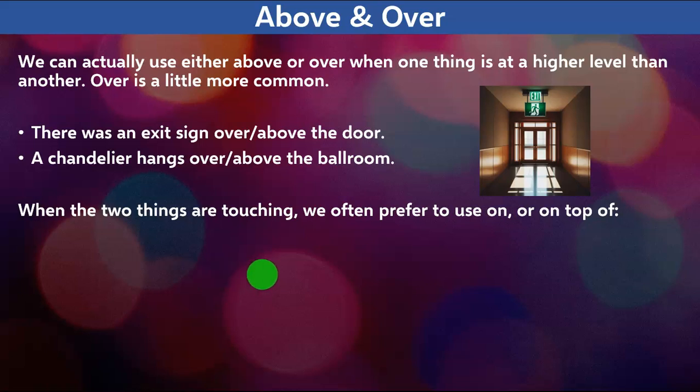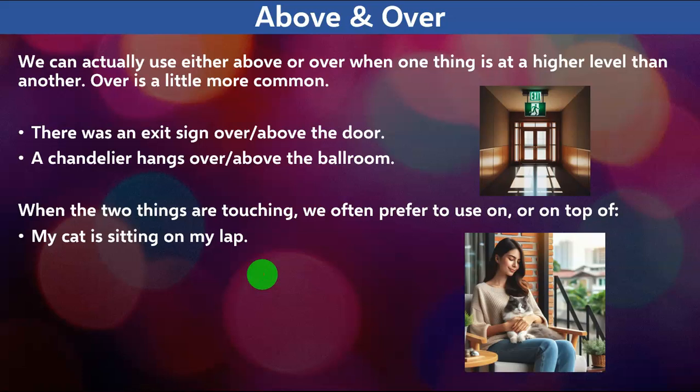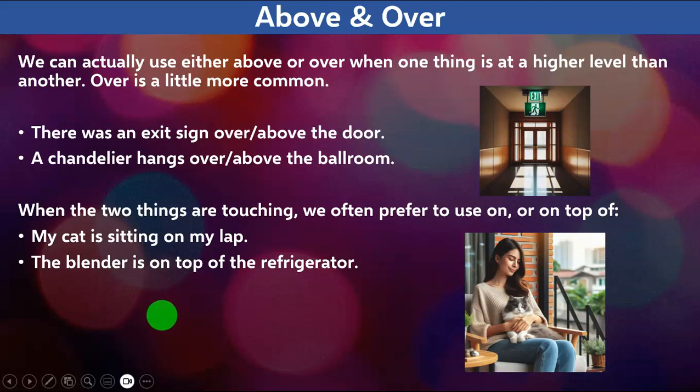When two things are touching, we often prefer to use on or on top of, right? For example, my cat is sitting on my lap. Look at this picture. The cat is sitting on the lady's lap. It is touching the lady's lap, right? So that's why you say my cat is sitting on my lap. The blender is on top of the refrigerator. The blender and the refrigerator are touching each other. All right. Let's move on and stay with above and over.